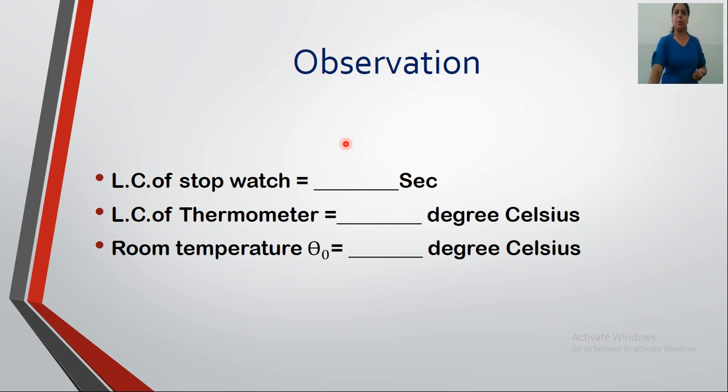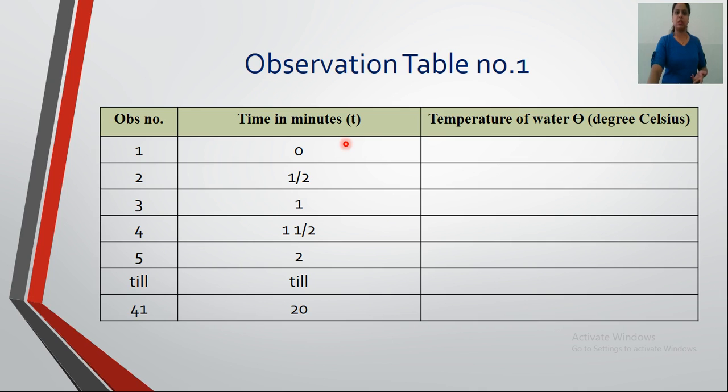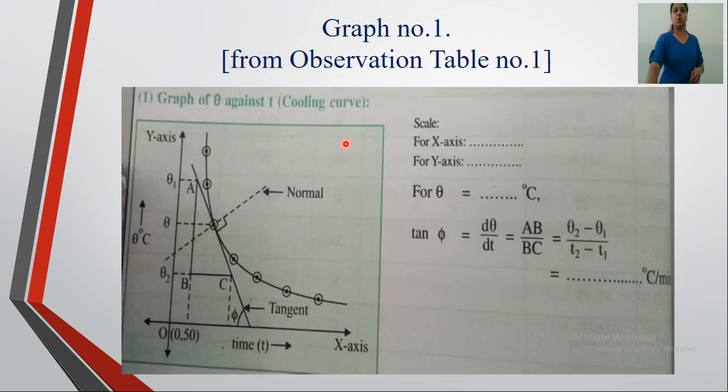Before starting the experiment, we have seen the observations. We have listed the devices which we are going to use. Now this is observation table number 1, which is the longer and the important one, because after getting this observation table only we will get graph 1. So this is graph 1.